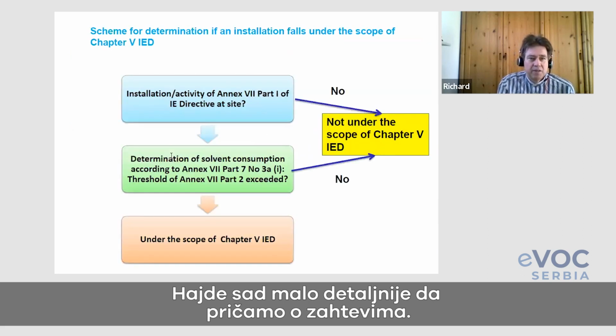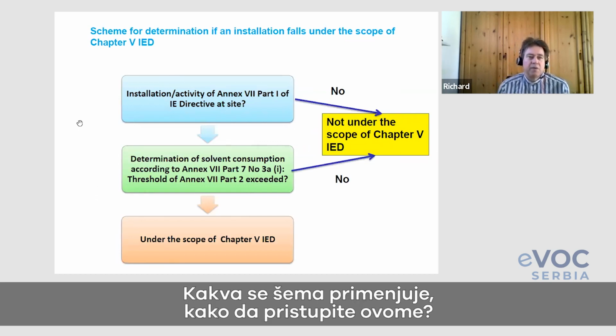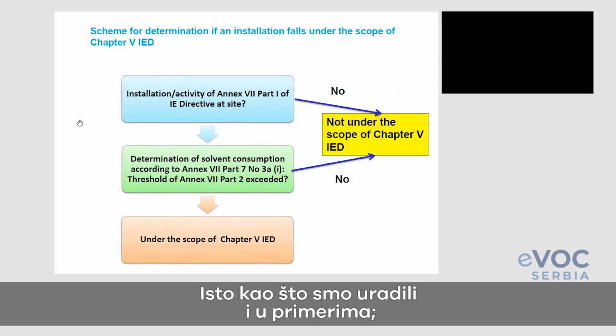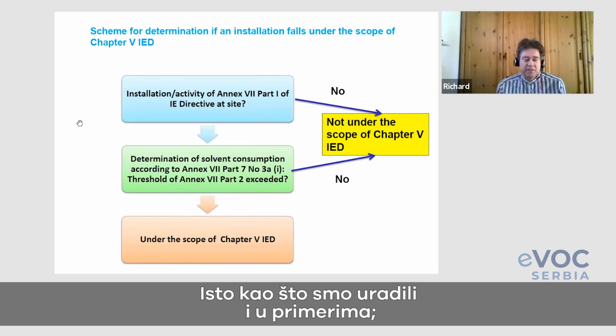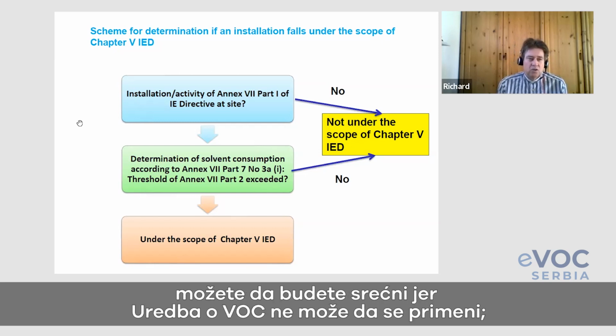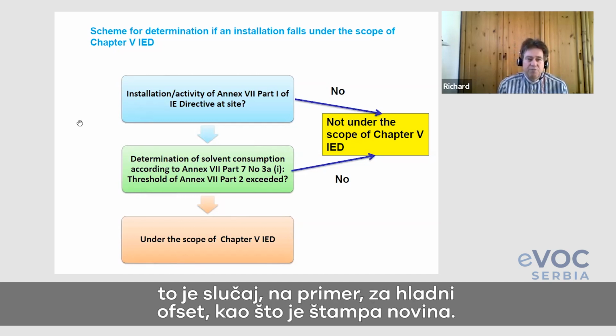Now let's speak more in detail on the requirements. So what is the scheme, how can you proceed? First you look if you have printing activities or other activities that are listed here in the VOC decree. So you do exactly as we have done now in our examples. And if you cannot find a VOC activity in that installation, you can be happy because the VOC decree cannot be applied. For example, for the case of newspaper printing.